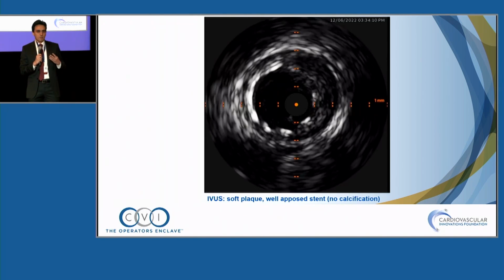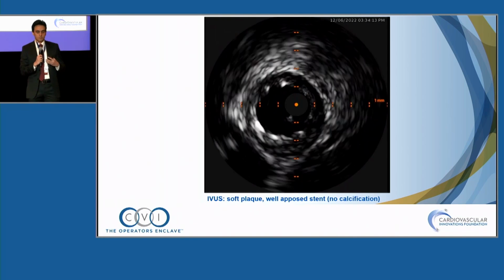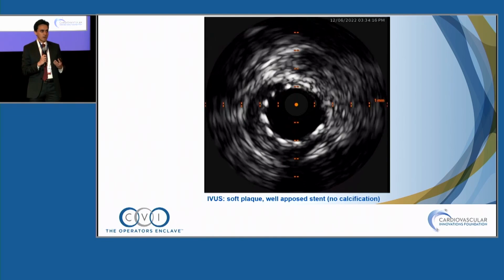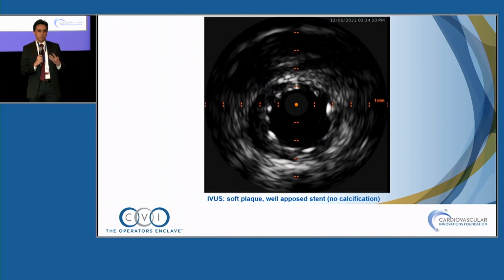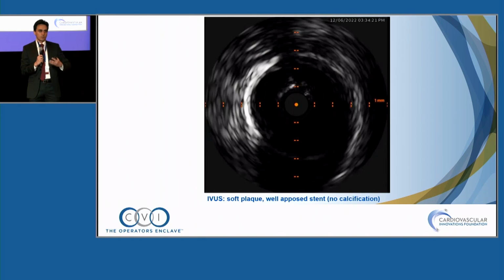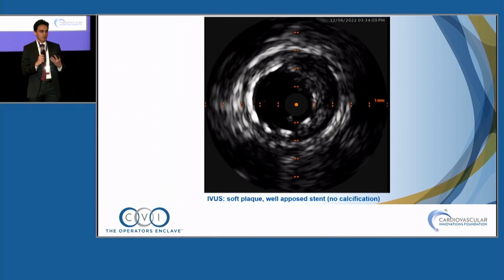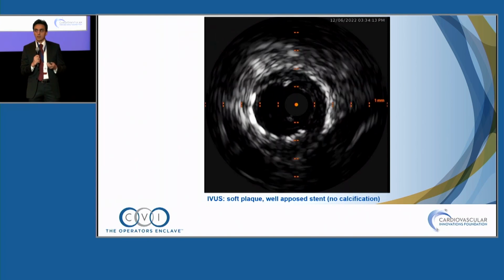IVUS was done afterwards, in part to confirm that the stent was well opposed, but it also shows us that this vessel was not heavily calcified to begin with. And it also confirmed to us that the partially deployed stent, even though it was moved proximally with our first attempt, was still long enough to cover the entire lesion site. And so additional stenting was not needed.